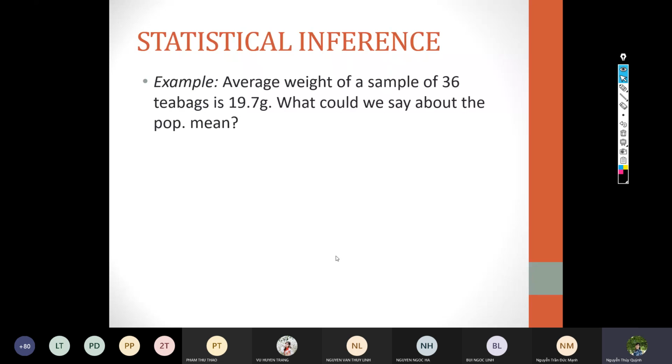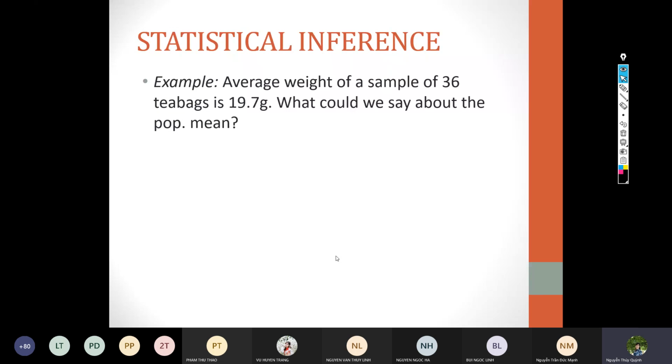Okay, you all know that from statistics and probability, right? So to demonstrate that, we will take an example here. For example, we care about the weight of the tea bags manufactured by a company, let's call that company the company X. And we want to know the average weight of the tea bags manufactured by that company, or the population mean.